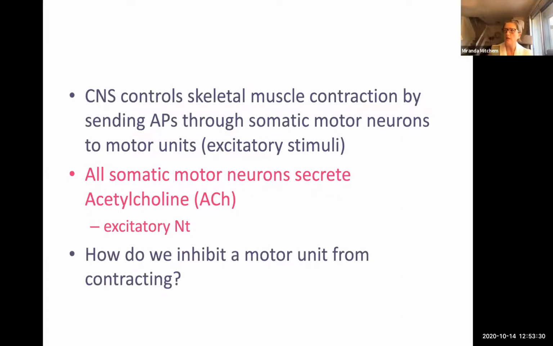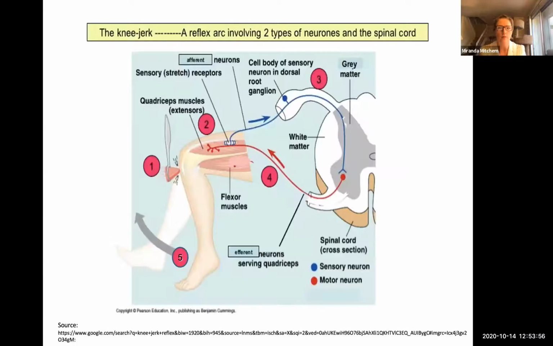So that leads us to a question: how do we inhibit a motor unit from contracting? So think about one of the antagonistic muscle sets. Let's actually talk about the quadricep and the hamstring. Those are examples that we can look to, and that's associated with that knee reflex that we're going to learn about. So here it is.